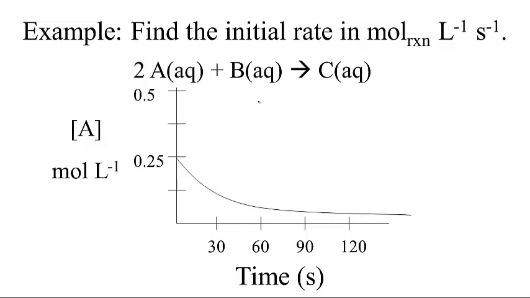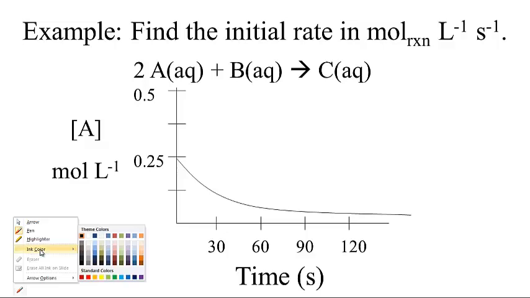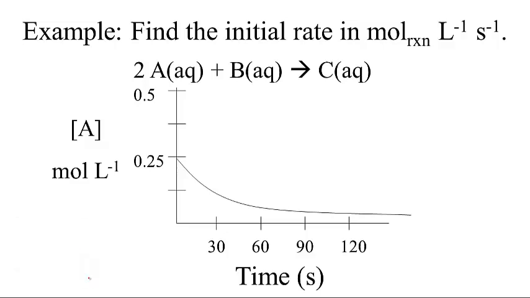But if I want to find the rate initially of this reaction, and I have a graph of concentration versus time, the simplest thing for me to do would be to draw a tangent line to the graph. So if I have this graph, I want to know what's the initial rate. I would start by drawing a line tangent as best I can.